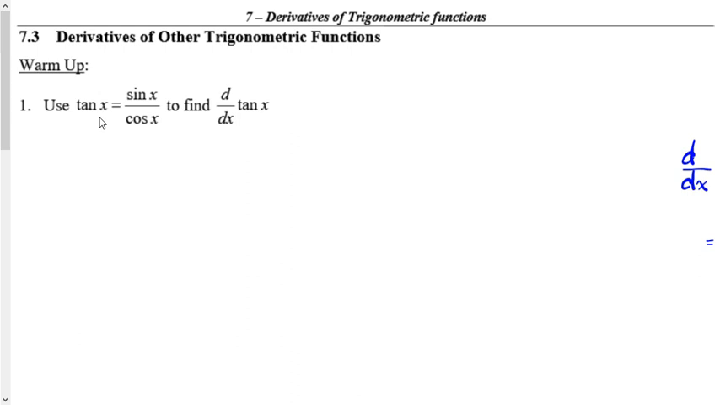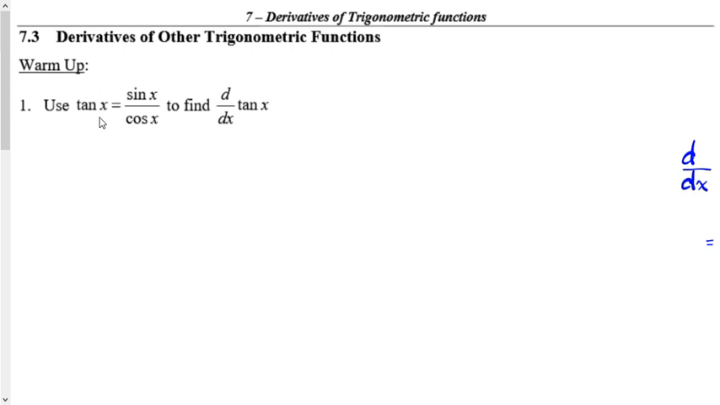Welcome to Math 31. We are looking at derivatives of trig functions. Today in Chapter 7, Section 3, we looked at the derivative of sine and cosine in the previous lesson. And in this lesson, we just extend it to look at all the other 4 trig functions and what their derivatives are. Here you have a warm-up question.